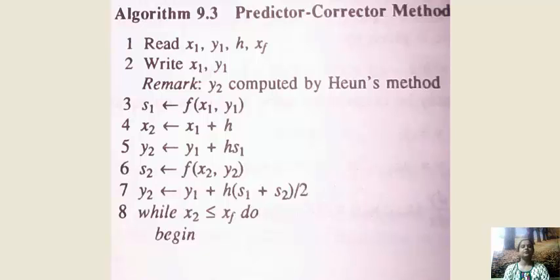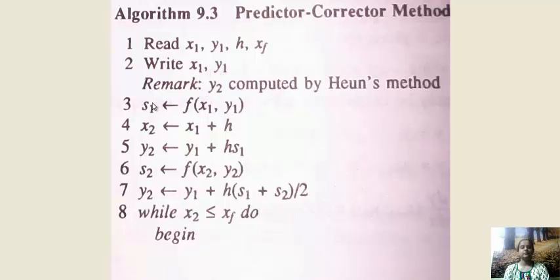First of all, we will read the values x1, y1. x1 and y1 are the initial values of x and y. h is the interval, that is the difference between two values of x, and xf is the final value of x. Till xf we have to examine the values of x. Now write x1, y1. The initial value we will print on the screen.